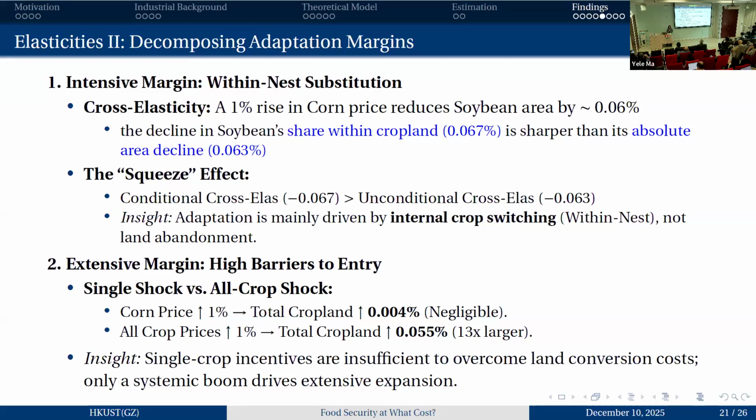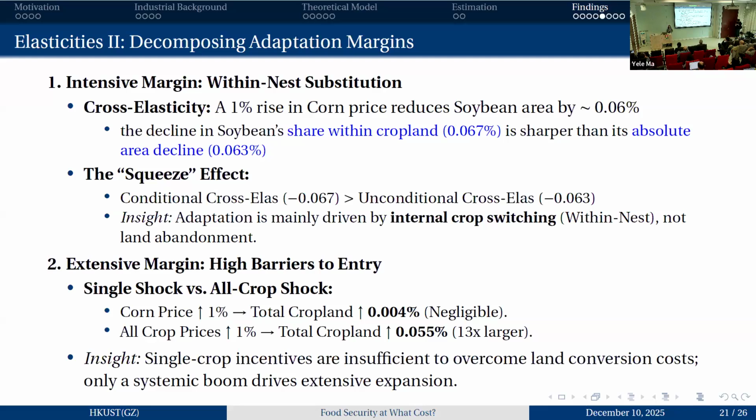Second, we decompose the adaptation margins in the two ways. First, from the intensive margin perspective, we analyze the within-net and we actually measure the cost elasticity. That is, for example, 1% rise in corn price will reduce the floating area by about things. And the decline actually, if we look in more detail, in the soybean share, the cropland is larger than the area. This reflects the fact that the situation in adaptation is mainly driven by the impact of aging and not the land abandonment.